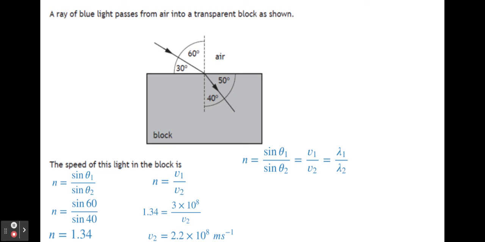So that's how we deal with refraction at higher physics. In the next video, we're going to look at a special case of refraction known as total internal reflection and the critical angle.